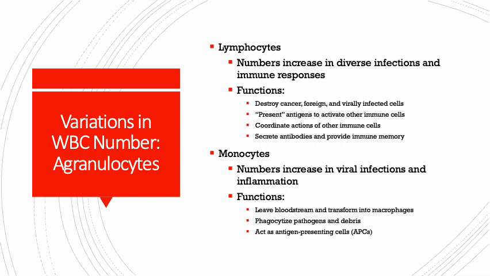Monocytes, the numbers increase in viral infections. Okay, I remember this because mono, the kissing disease, it's a viral infection. It's highly contagious. Monocytes fight mono. So mono is for viral infections. So if you get a virus, a stomach virus, a respiratory virus, you're going to see an increased number in monocytes.